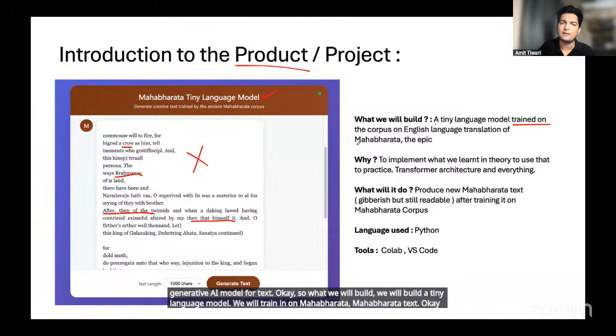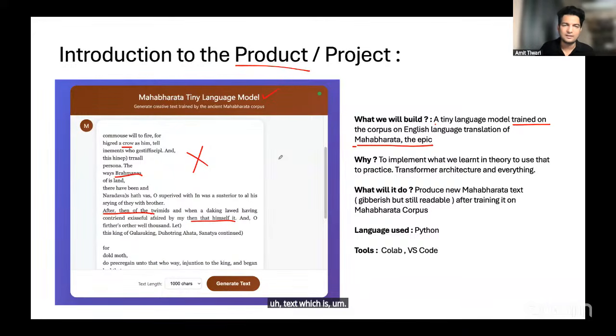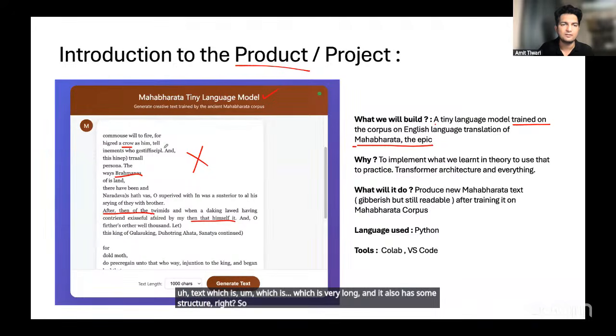Why am I choosing Mahabharata? Because Mahabharata is a long epic, and there are no other reasons apart from it being a very long text which also has some structure. If you see Mahabharata, it is not written like a story. It is written in paragraphs, in a verse form.